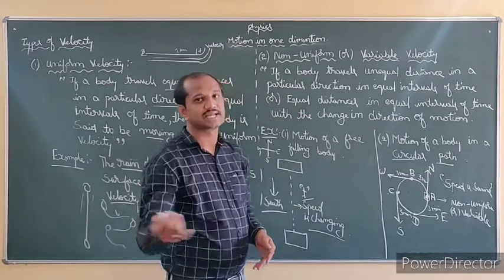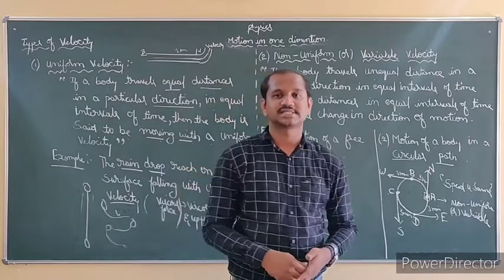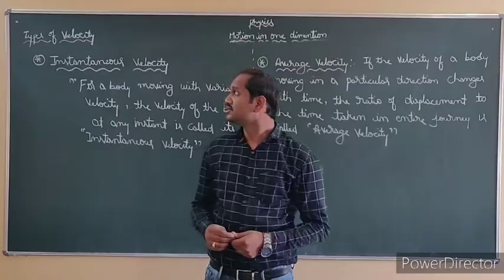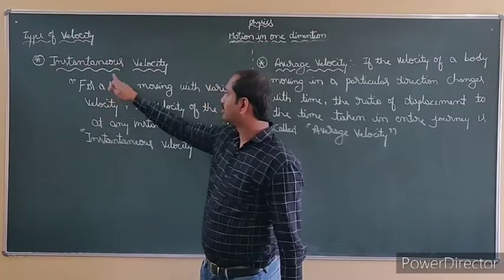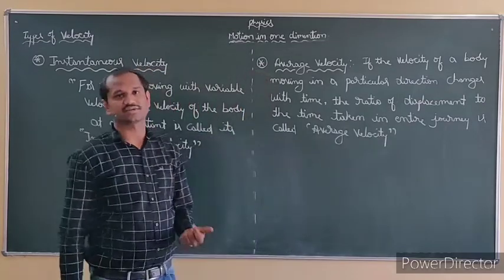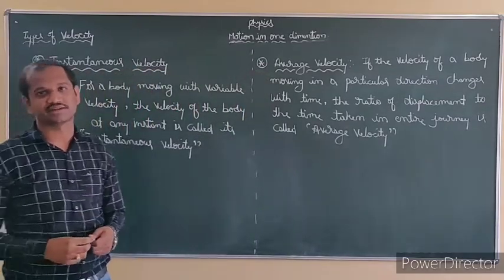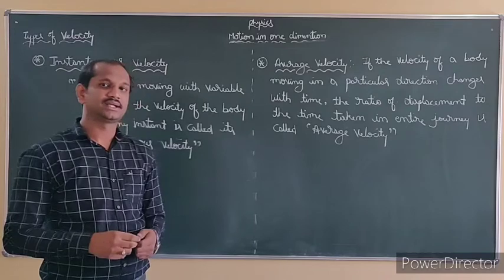Next we have instantaneous and average velocity. We will discuss it now. So the next type of velocity we have is instantaneous velocity. Even in the case of speed we have seen, there is also a type of speed called instantaneous speed.